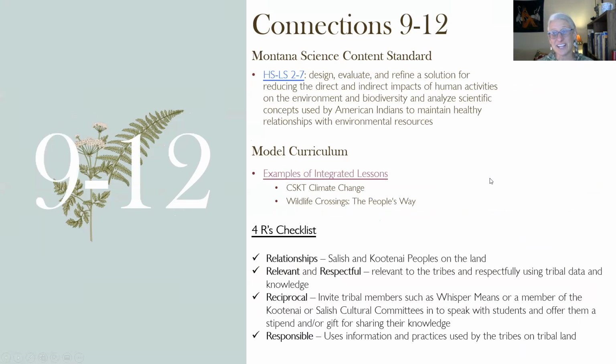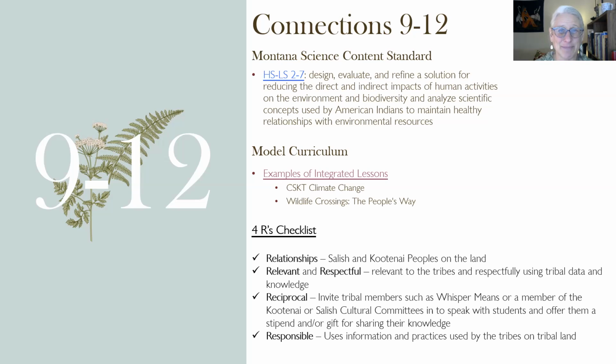So here is another standard that does include American Indian specifically. Another life science standard: design, evaluate, and refine a solution for reducing the direct and indirect impacts of human activities on the environment and biodiversity, and analyze scientific concepts used by American Indians to maintain healthy relationships with environmental resources. So here we have a wonderful offering. I've been talking about the People's Way wildlife crossings, and I talked about the elder climate change videos. That's all in this curriculum for 9 through 12.